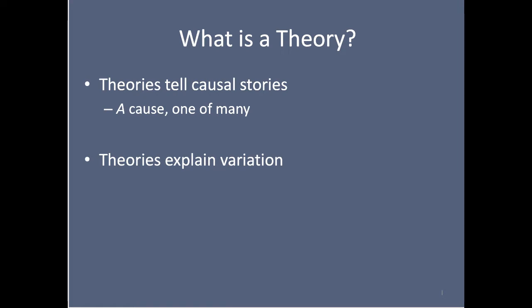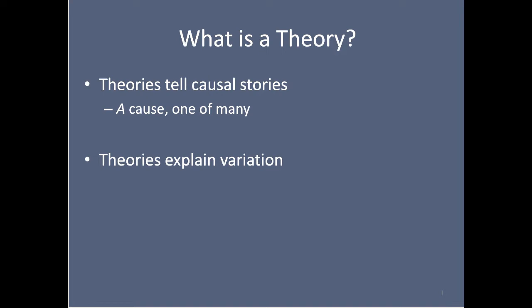Well, theories tell causal stories. What do we mean by that? A theory is about why something is the way it is. So that's what causal means, how and why things are the way they are. And also, as we've discussed, if one thing changed, how would something else be different? So, why is crime the way it is?